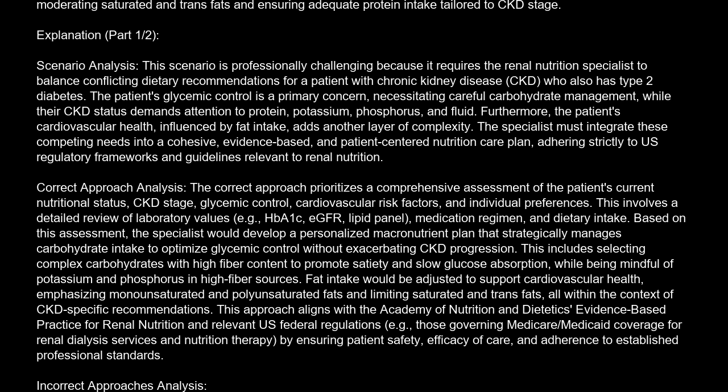Correct approach analysis. The correct approach prioritizes a comprehensive assessment of the patient's current nutritional status, CKD stage, glycemic control, cardiovascular risk factors, and individual preferences. This involves a detailed review of laboratory values, e.g., HbA1c, eGFR, lipid panel, medication regimen, and dietary intake. Based on this assessment, the specialist would develop a personalized macronutrient plan that strategically manages carbohydrate intake to optimize glycemic control without exacerbating CKD progression.